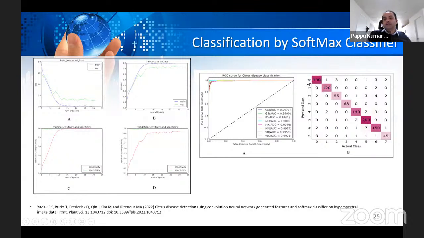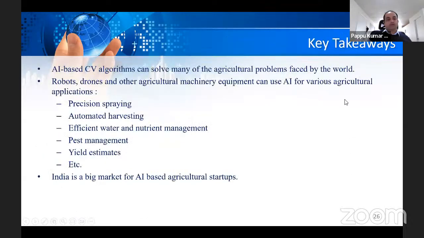Let's say for class 0, which is normal, 190 were correctly classified, whereas 1 was misclassified as another class, and 3 of them were misclassified as class 2. Here the classes 0, 1, 2, 3, 4, 5, 6, 7 go in order. So class 0 basically means canker, greasy spot is class 1, and henceforth. This is how you can see the model's performance.